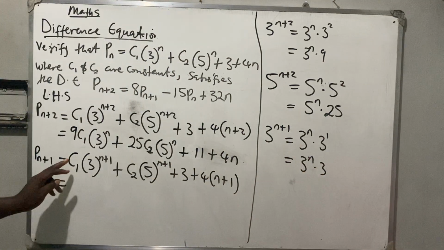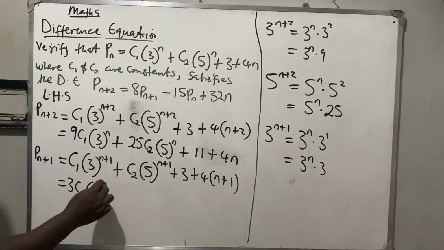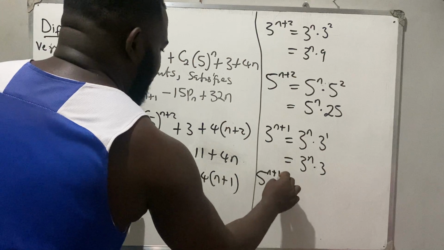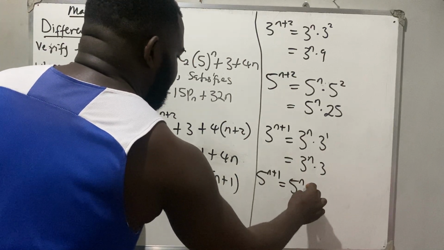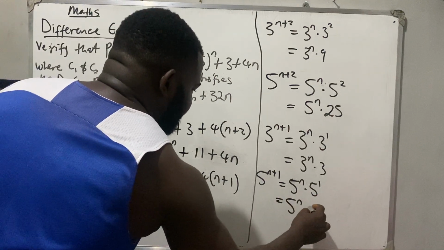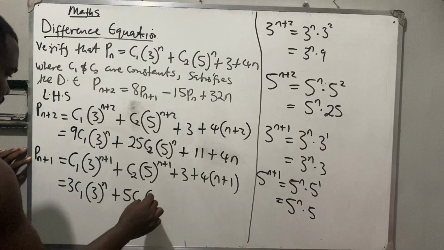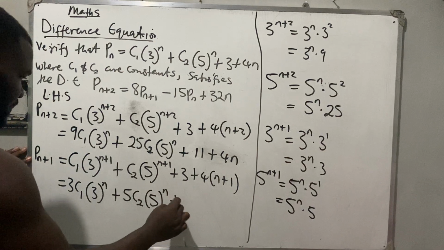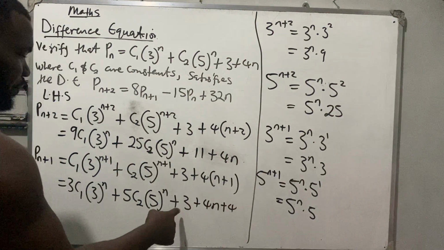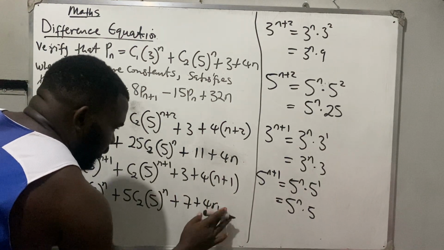So 3 times that C1, I'm going to have 3C1 times 3 raised to power n. Okay? Plus, the same thing is applicable here. 5 raised to power n plus 1 is the same thing as 5 raised to power n multiplied by 5 raised to power 1, which is 5 raised to power n multiplied by 5. So 5 times C2, I'm going to have 5C2 in bracket of 5 raised to power n. Then plus, this one will give you 3 plus 4n plus 4. And 4 plus 3 will give you 7. So instead of this, I'm going to write 7 here and then remove the 4 here.